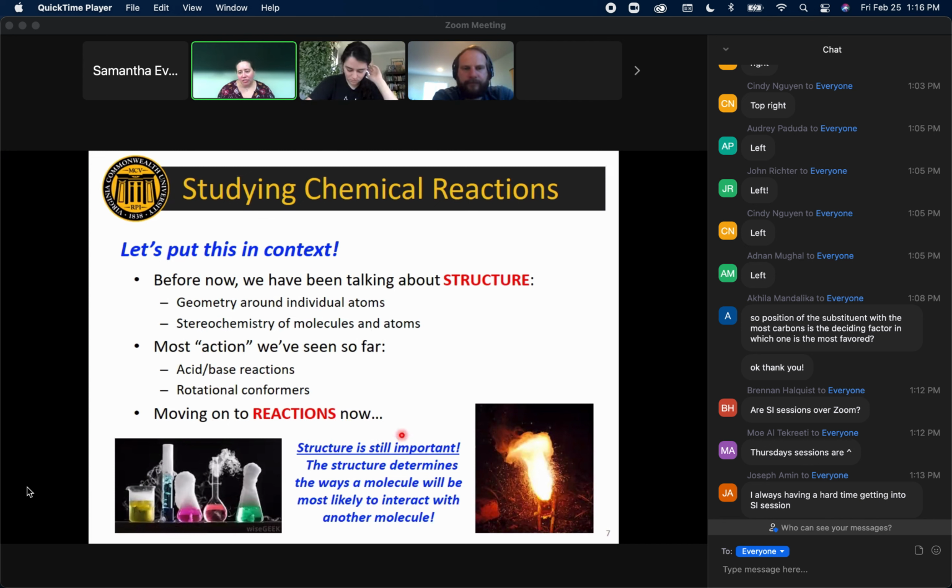The structure of a molecule, the electronic nature of that molecule, is going to give us some insight into how that molecule is going to be likely or unlikely to interact with another molecule. Whether a reaction is likely or unlikely to occur has everything to do with what the two partners in the reaction are and their structure and the electronic nature of the features within them.